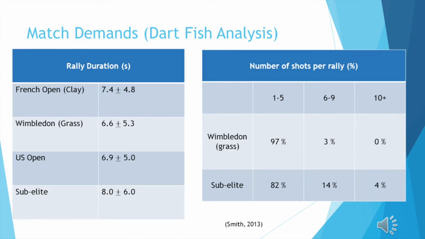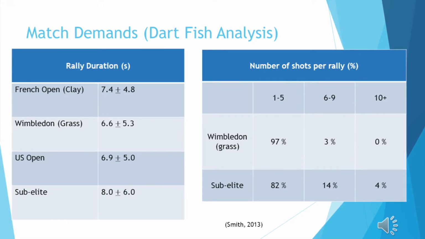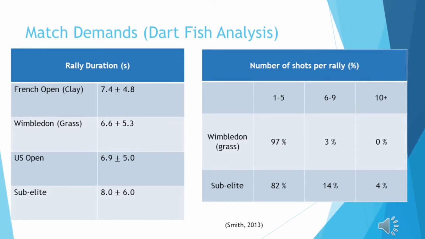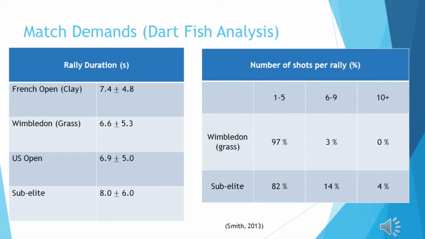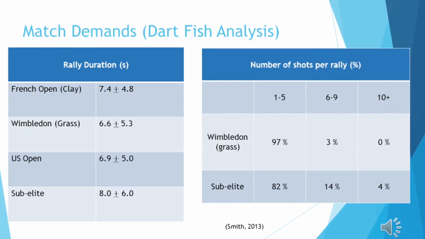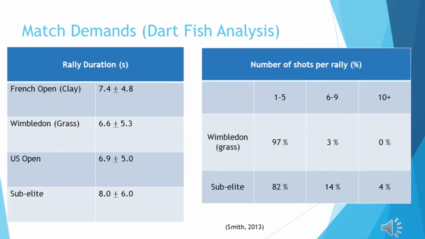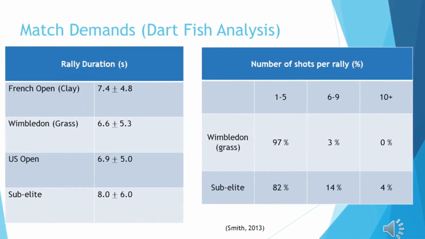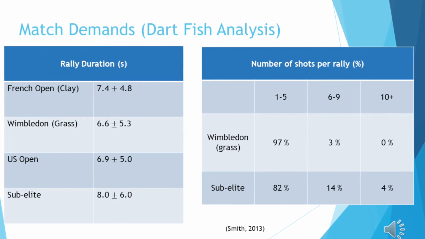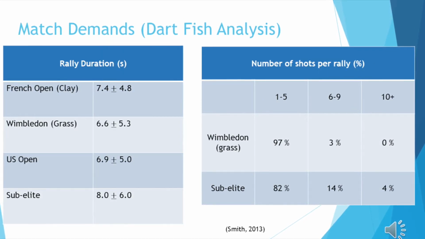The Dartfish analysis that I undertook looked at rally duration and the number of shots per rally during a game of tennis. When firstly looking at the rally duration and the differences among the elite competition and the sub-elite competition, you can see that the French Open, which is played on a clay surface, has the longest rally duration. This is due to the much slower court and a lot more time to get to the ball, resulting in longer rallies. The rally duration of the sub-elite is actually the longest.